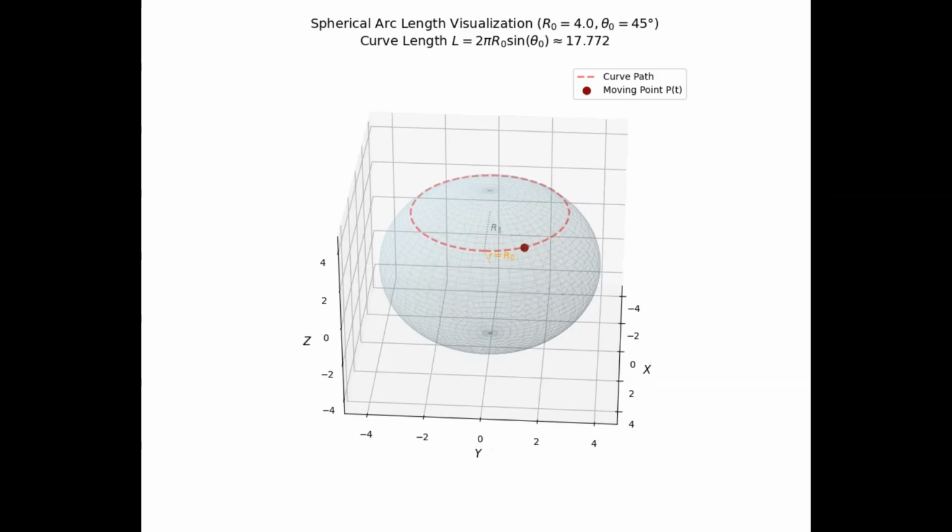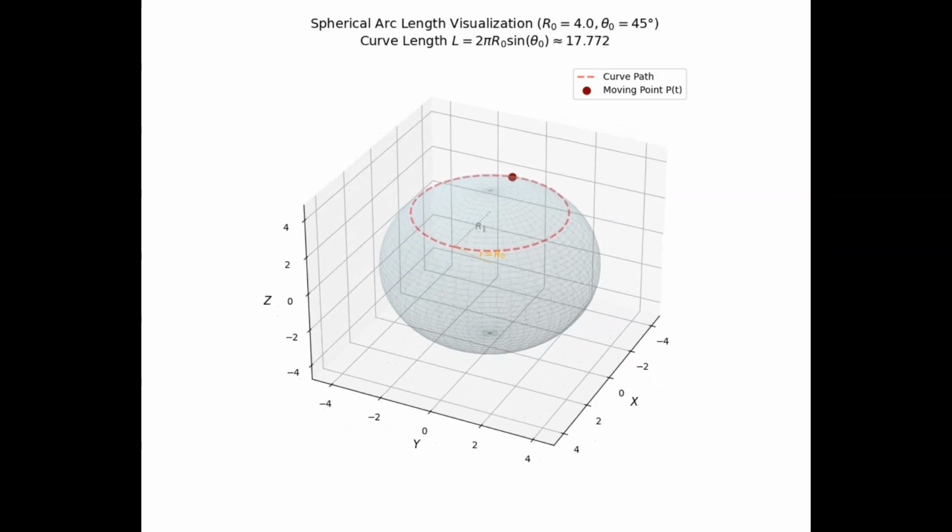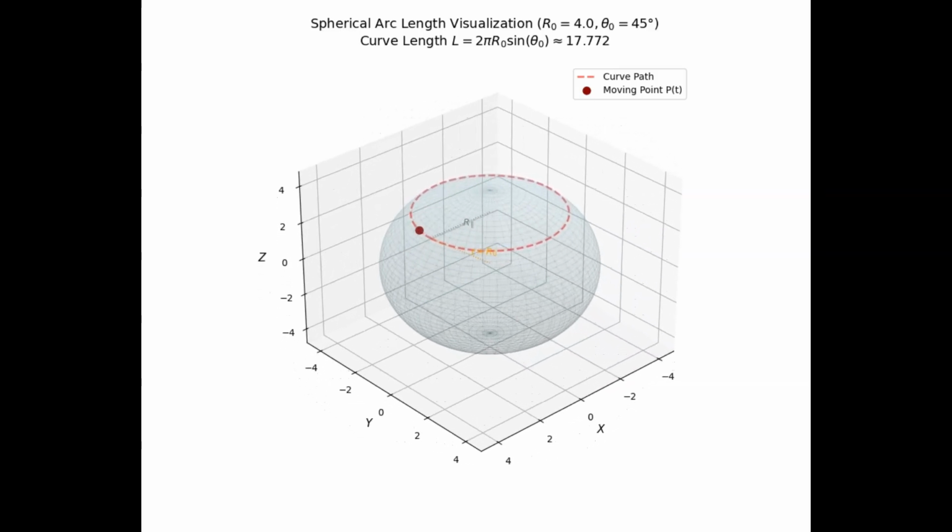So these foundational calculations are what truly connect the geometry, the integral you build from it, and the real-world distances you can actually see and measure.